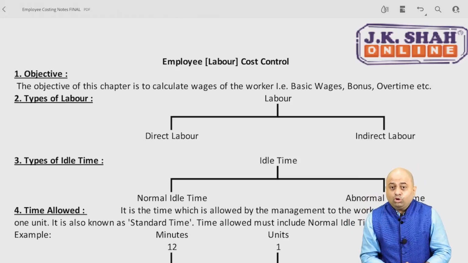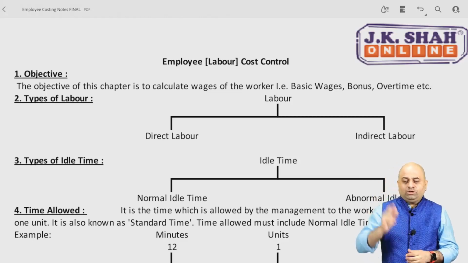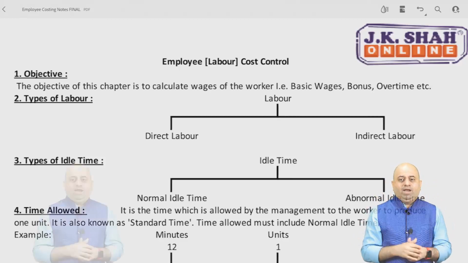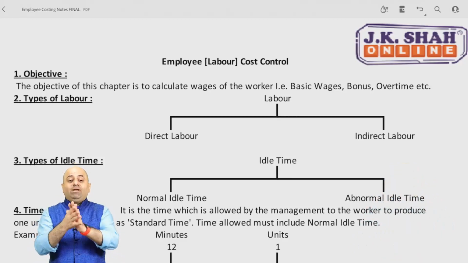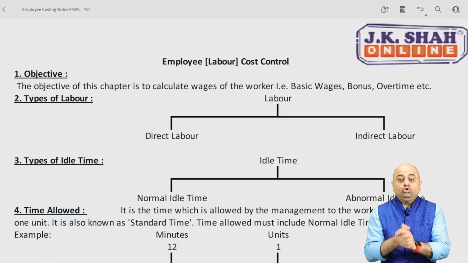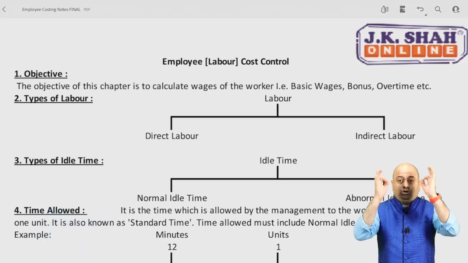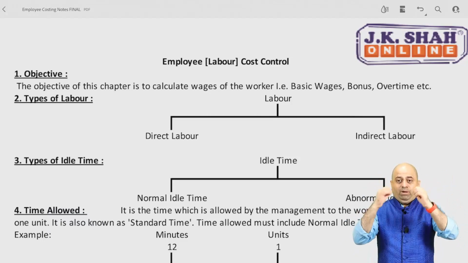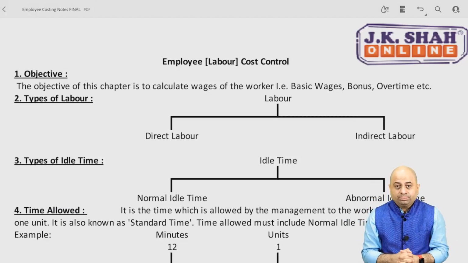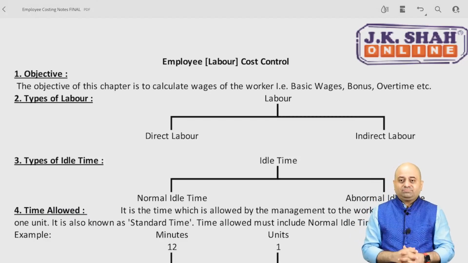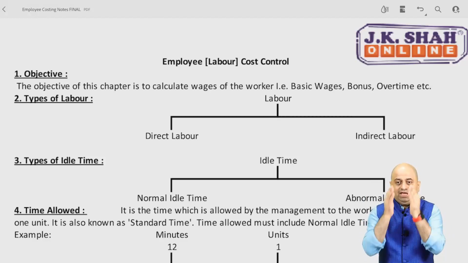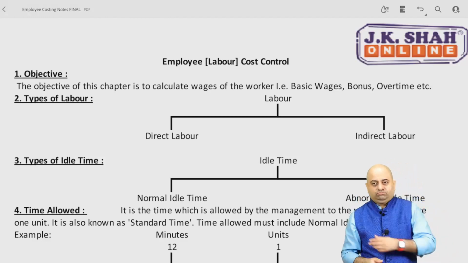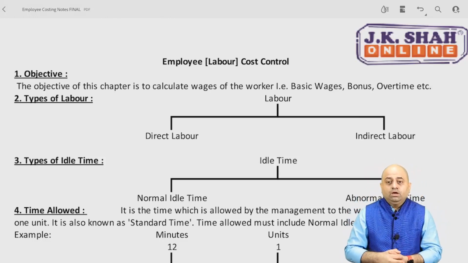But now we move on to idle time. Two types of idle time that we are considering over here: normal idle time and abnormal idle time. What is normal idle time? Normal idle time is something that you are bound to waste. You can't do anything, you can't control it. The best example, in my humble opinion, of this normal idle time is lunch time, tea time of the worker, of course. These remain the examples.